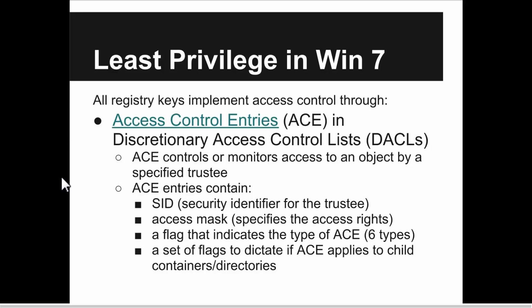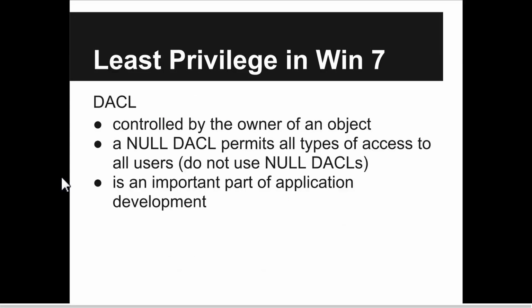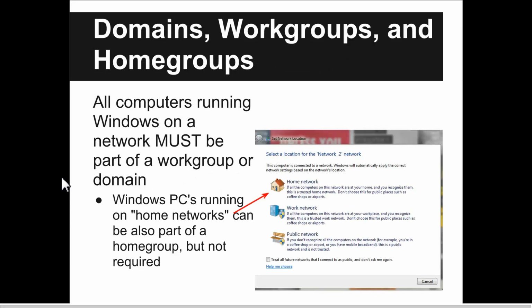And then there are 6 types of ACE flags. There are flags to dictate which type of entry it is, and then sets of flags to dictate whether the access control entry applies to child containers and directories. This is somewhat straightforward. It's also very important for application development. So I'm going to try and breeze through the rest and get to the good stuff.